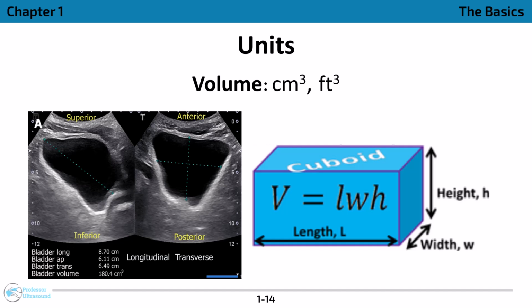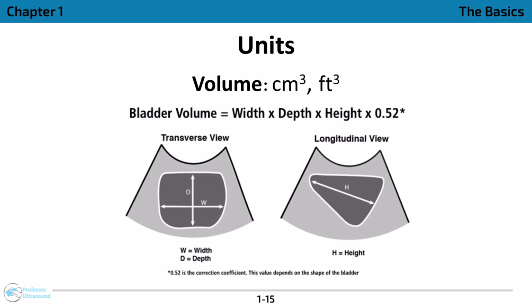In this example, the bladder volume is 180.4 cubic centimeters. But what if the ultrasound machine doesn't include an automatic bladder volume calculation? Fortunately, we can calculate it ourselves. The bladder isn't a cube. It's much closer to an ellipsoid. So simply multiplying the three dimensions together would overestimate its volume.